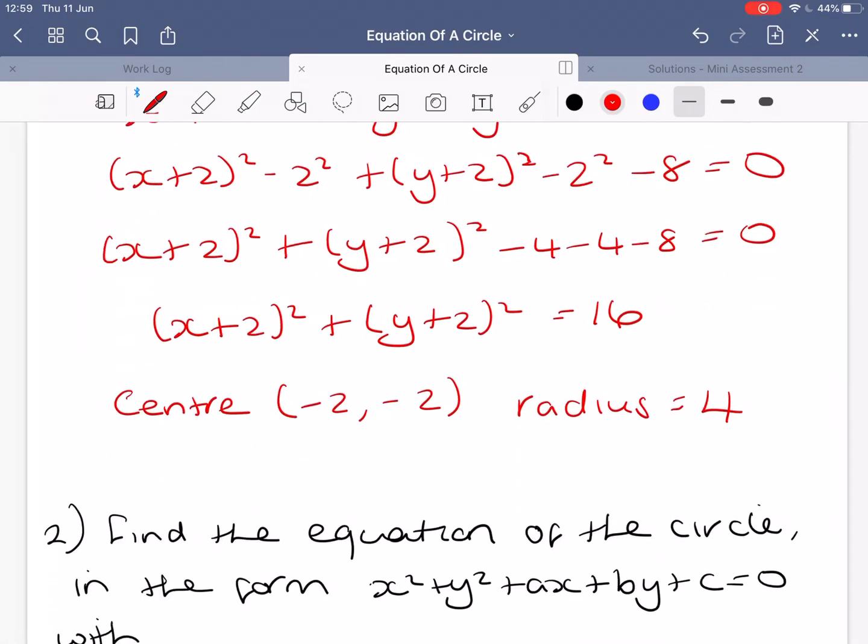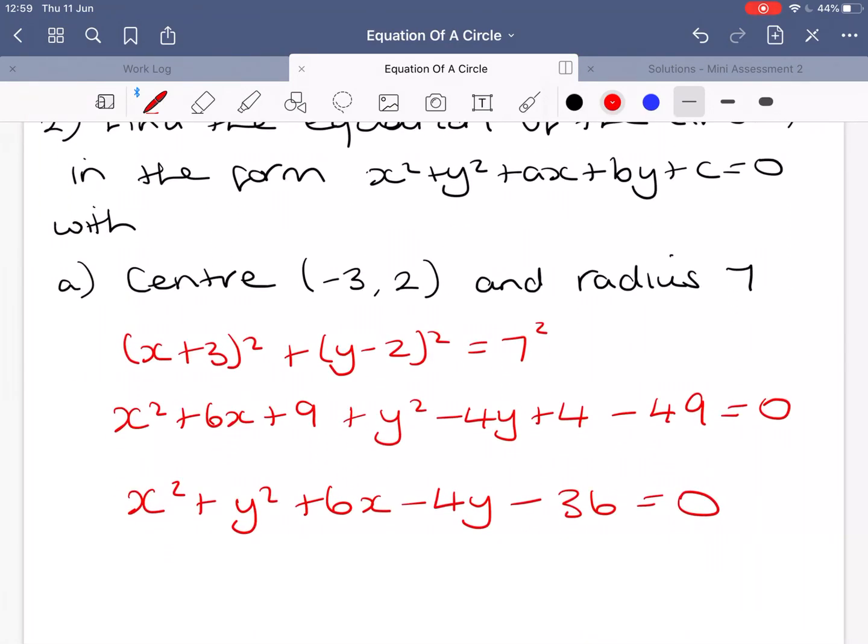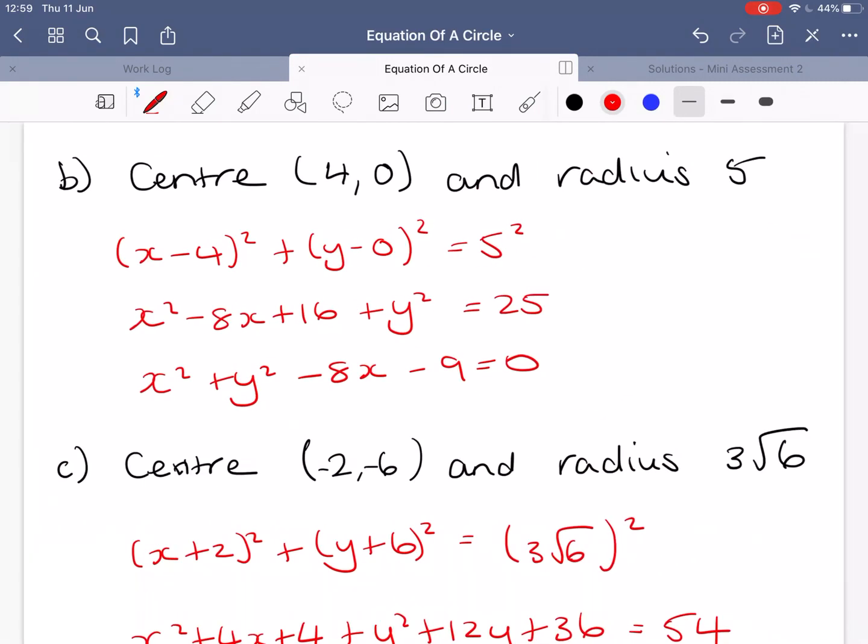Now for question 2, you have to do it the opposite way. So hopefully you had x squared plus y squared plus 6x minus 4y minus 36 equals 0. Number 2, x squared plus y squared minus 8x minus 9 equals 0. Now that's the one where you actually end up with no y's, because when you expand y minus 1 squared, effectively you're just doing y squared.